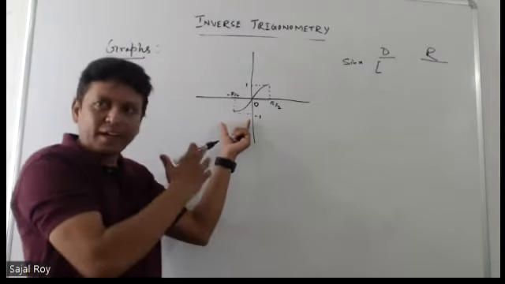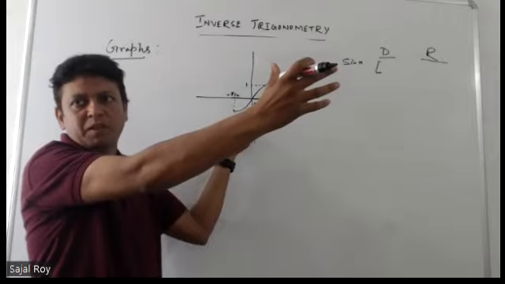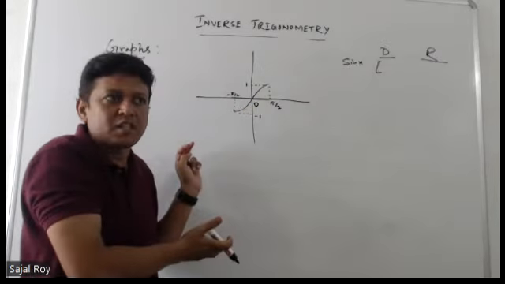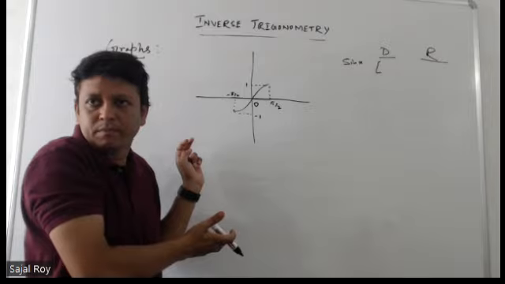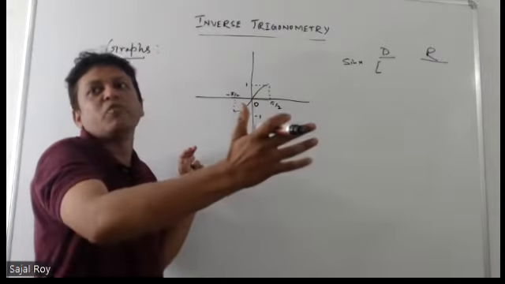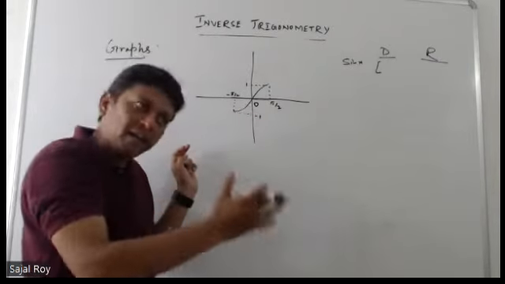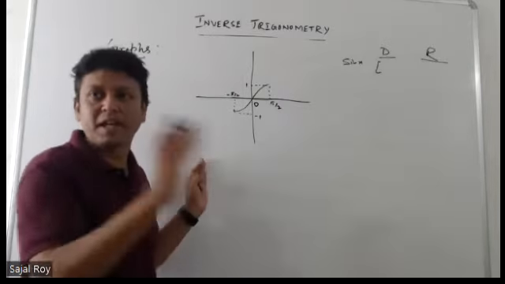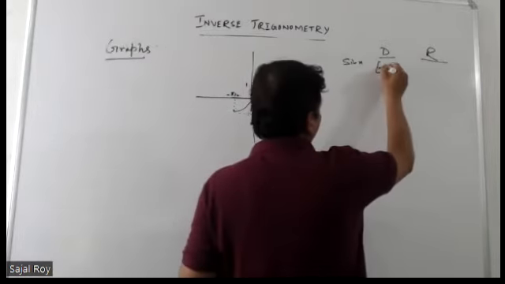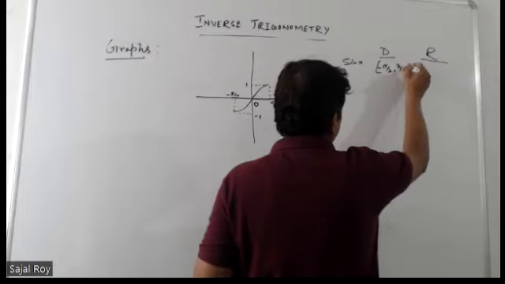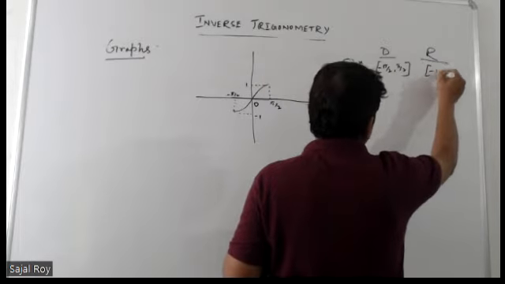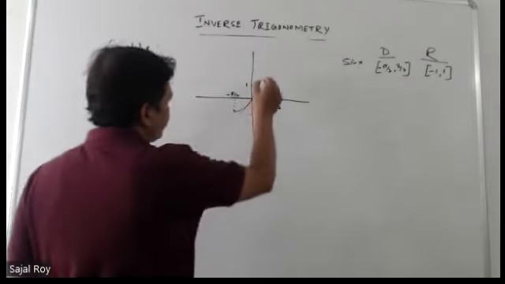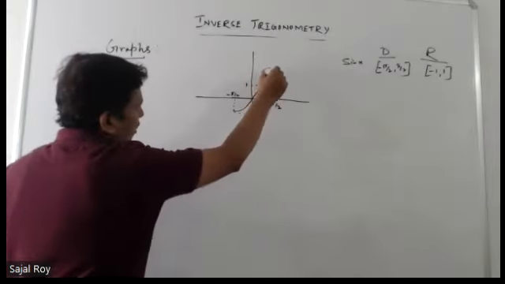Otherwise, I could have written minus infinity to plus infinity for the whole thing. But you cannot take the whole thing for the existence of the inverse. Because sectionally you can take the function and the inverse exists. Otherwise, if you take the whole thing, the inverse doesn't exist. And the range is minus 1 to 1.